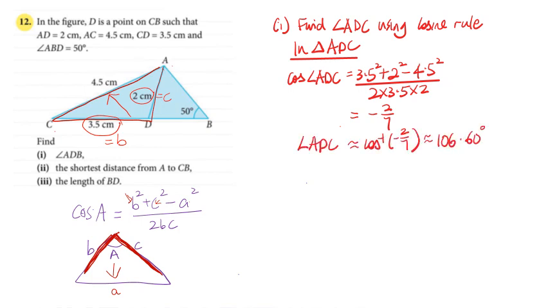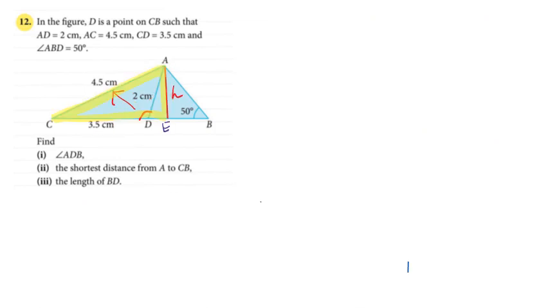And of course, you're not finding ADC, you're finding ADB. So ADB will be 180 degrees minus 106.60. That gives you 73.4 degrees to one decimal place. Right, we're going to solve part 2. So part 2 of the question, we're asked to find the shortest distance from A to CB.